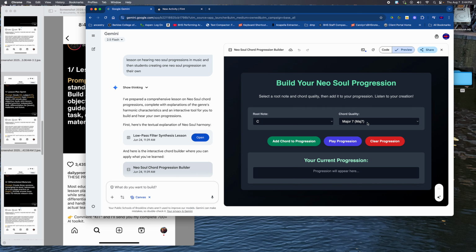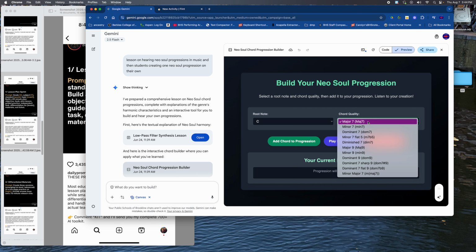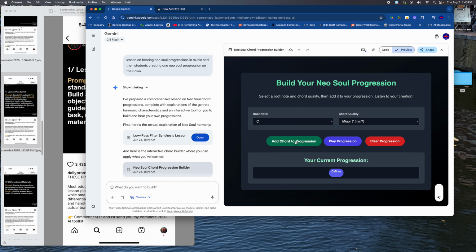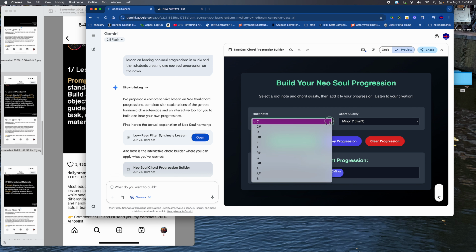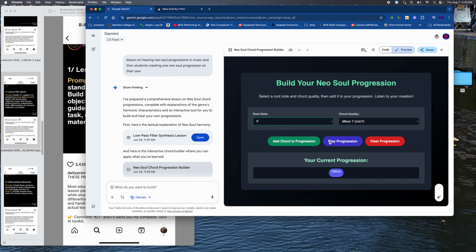So I could say, okay, let's add a C minor 7. I can say add to chord progression. And then let's add an F minor 7. Just add to chord progression. Right, and then it'll play the progression. I mean, it doesn't sound that great. I could go in and say, can you please make the sound more like a square wave or something? But I can make a chord progression here and they can hear what they sound like.